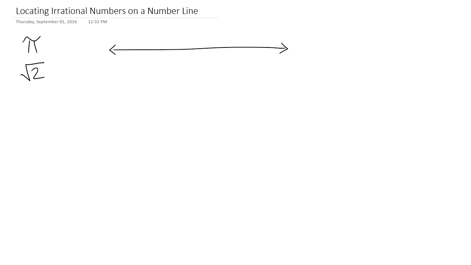So to get started, I want to draw a number line, and I'm just going to go from 0 up to 9. So we go 0, 1, 2, 3, 4, 5, 6, 7, 8, and 9.